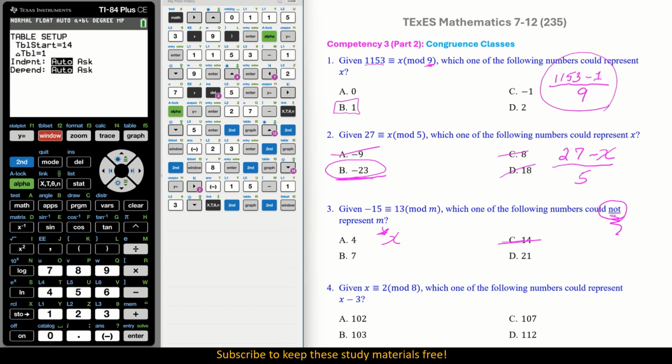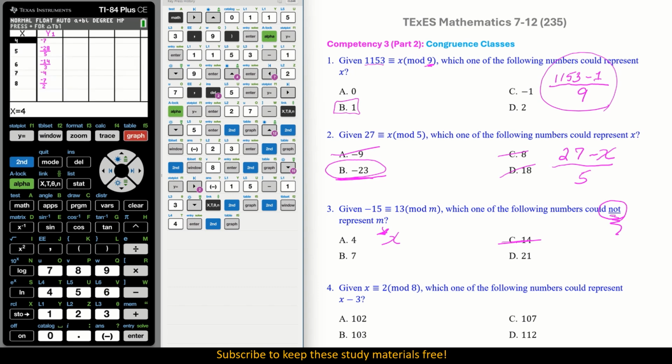So second window, number 4. Okay, and then second graph. No, 4 works as a modulus. So we could say negative 7. It is that integer that we are looking for. Remember, we're only talking integers here. We're not talking fractions or decimals. That's it. So because 4 works, we can't have it. Now look at 7. It works too. We can't work with it.